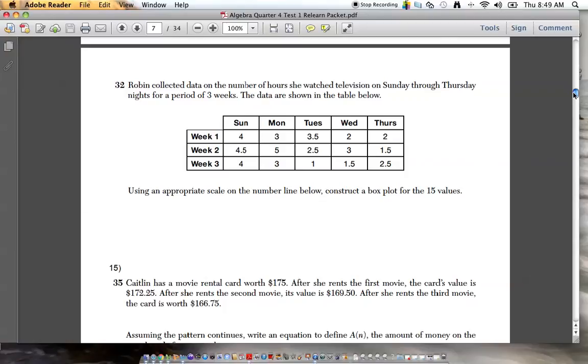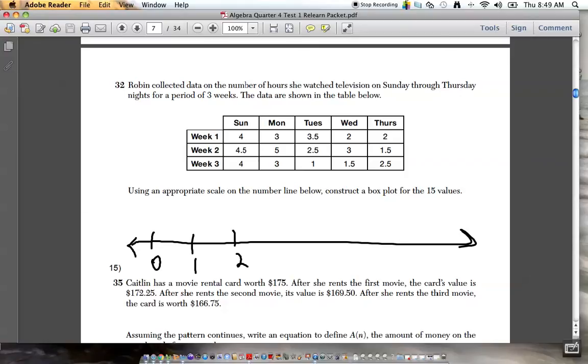Construct a box plot. Okay, so here's the deal with the box plot. Most people did really well, a few people didn't. First off, you notice that the highest answer here is 5, lowest answer is 1. So I'm going to go 0, 1, 2, 3, 4, 5, 6. Then I'm going to put each of these values. Now, some people put them in 3 different lists. It's not 3 different lists. It's all one list.